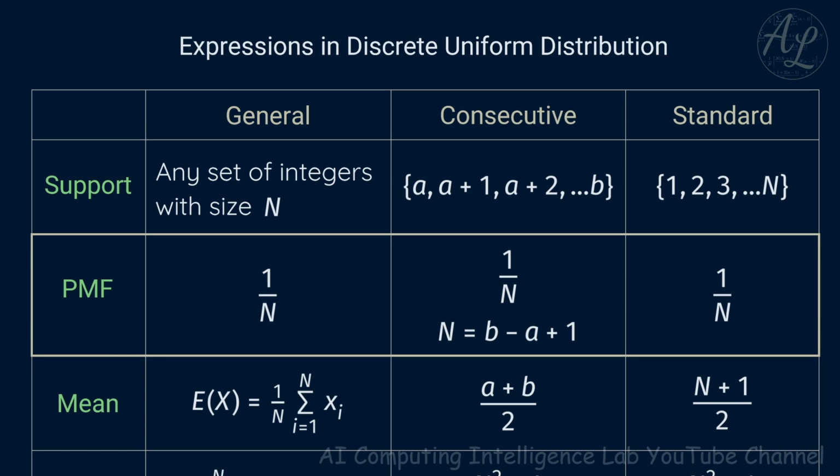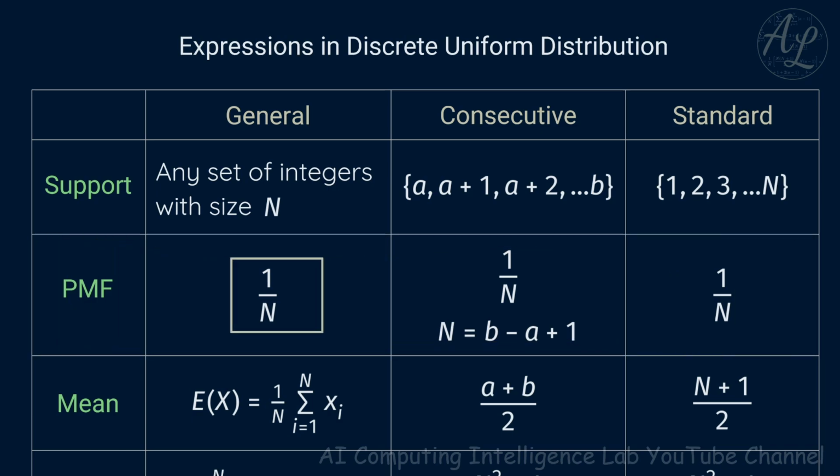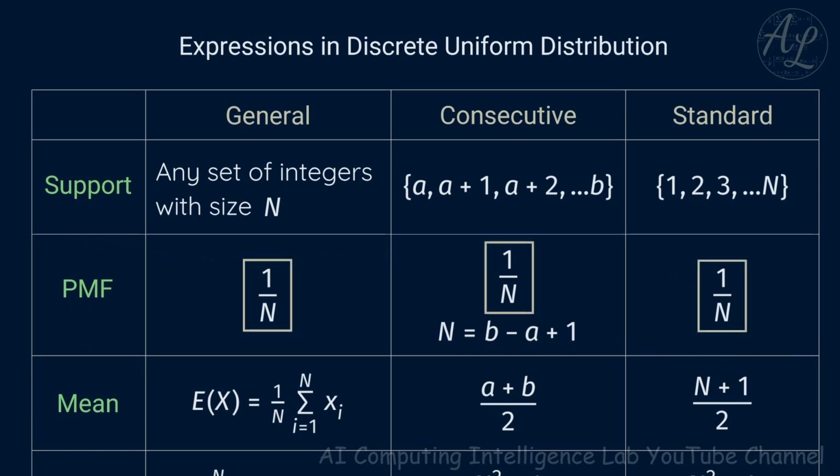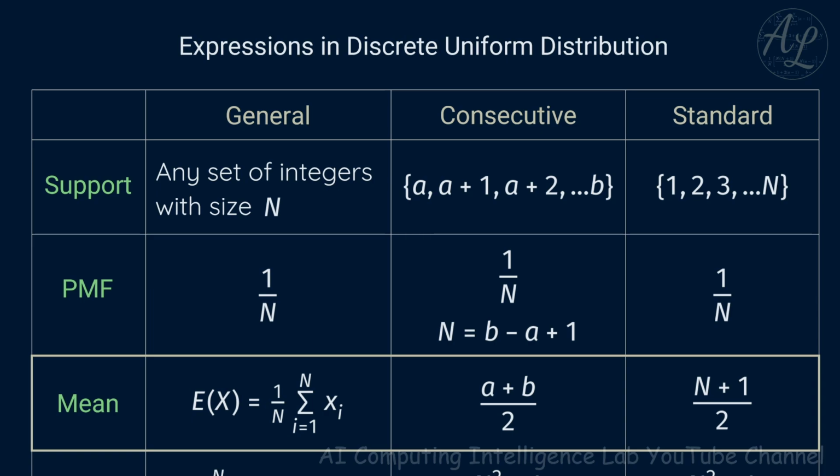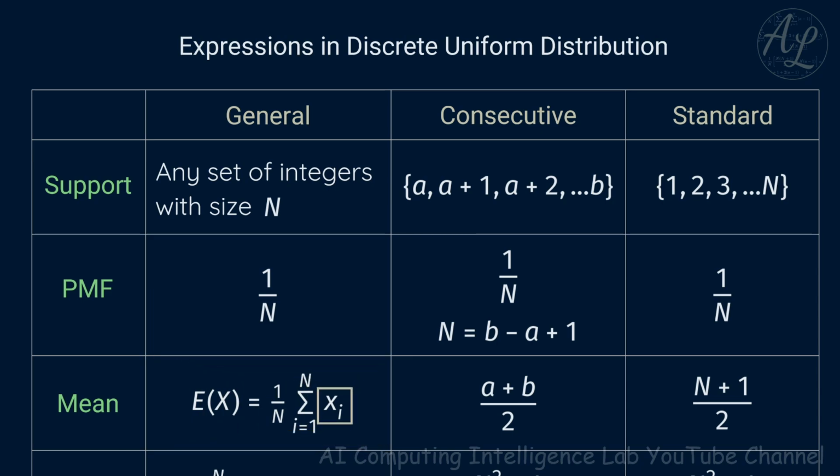For the probability mass function, or PMF, they all have the same expression, 1 over n. In the consecutive case, the n can be determined from the parameters a and b by using this formula as discussed. For the mean, we have these expressions. For the general case, the values can be irregular, so we have this expression. Because each x sub i has the same probability to occur, we can just take the average of them as its mean. This is the formula for averaging a set of numbers.